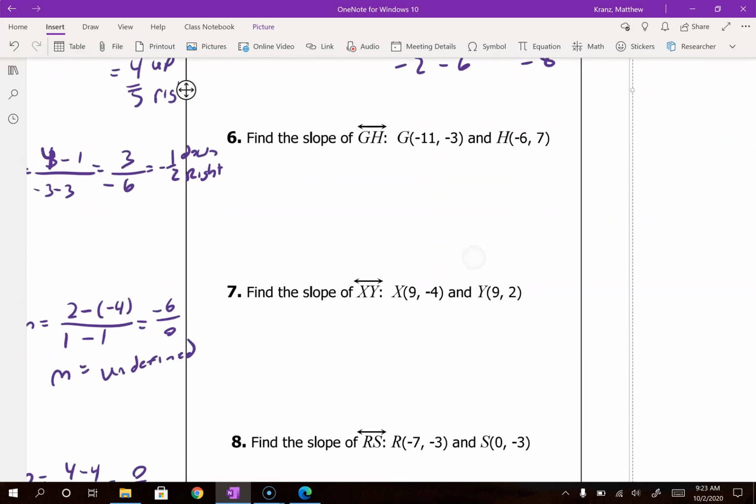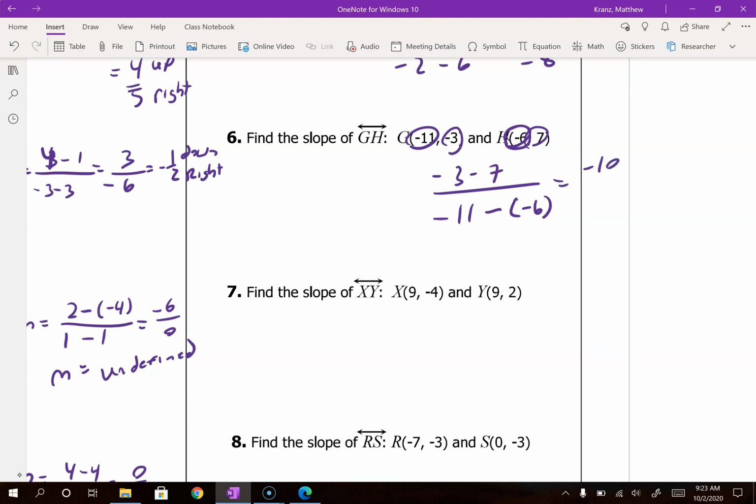Let's try one more. Take my two y's and subtract them. Negative 3 minus 7 over my two x's. Negative 11 minus a negative 6. Doesn't matter, this is already negative. There's always a minus sign. This is a negative 10. This makes a plus. So negative 11 plus 6 is a negative 5. So this is just 2.